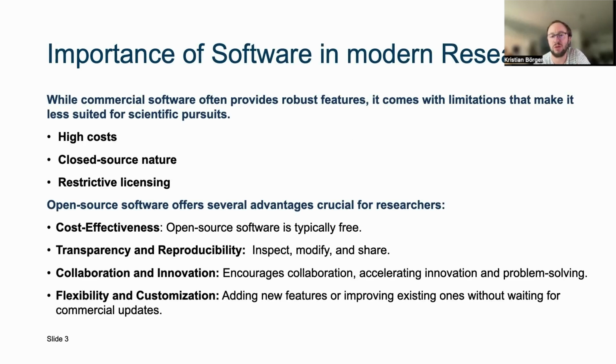So first, on the importance of software in modern research. While commercial software often provides robust features, it comes with limitations that make it less suited for scientific purposes. We have, for example, the high costs, the closed source nature in general, and restricted licensing. But in general, this software is quite easy to use, which makes it an absolute necessity, for example, in daily engineering work.